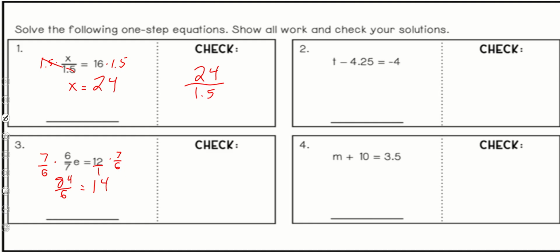Any questions on those? I'm going to skip 2 and 4. They're just addition and subtraction. Anybody need to see those? Just do the opposite.